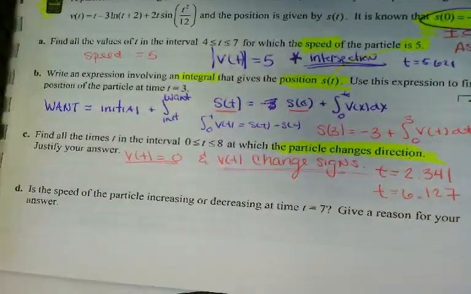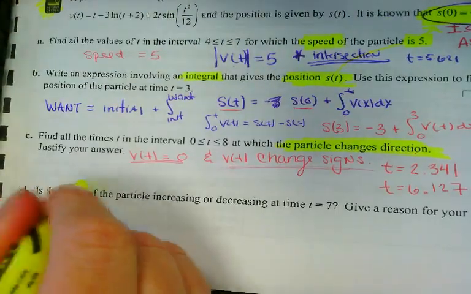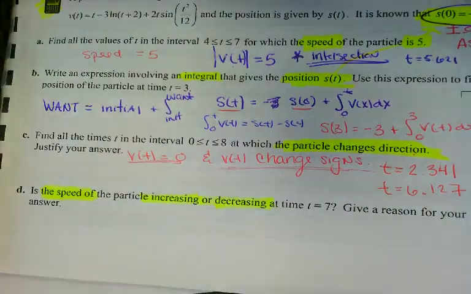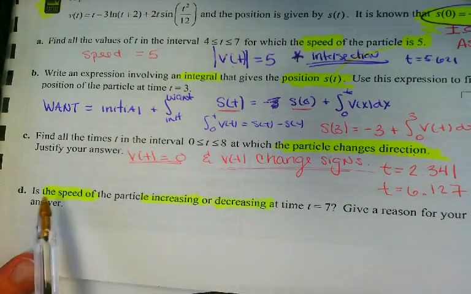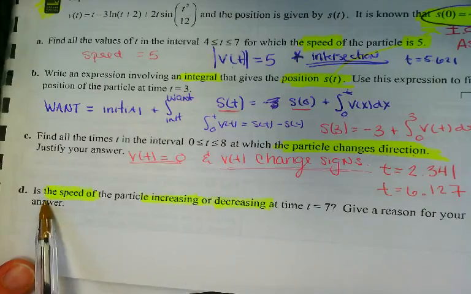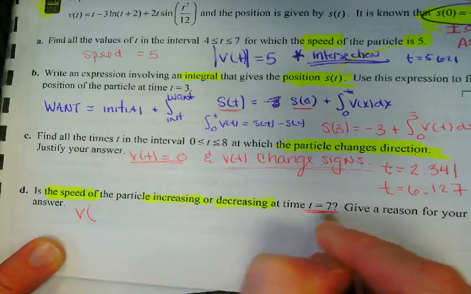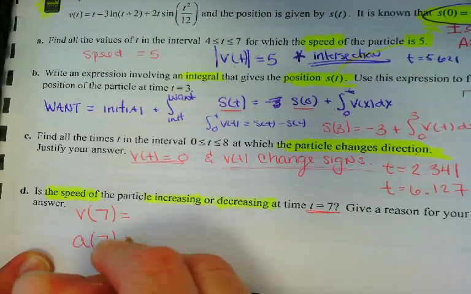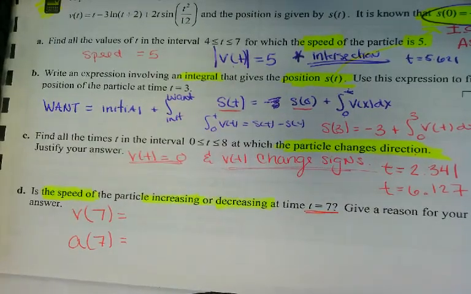All right, part D. Is the speed of the particle increasing or decreasing at 7? Give a reason for your answer. So speed, hopefully, is jumping out at you. And speed increasing or decreasing is like you're speeding up or slowing down. That's what they're kind of hinting at here. Are we speeding up or slowing down? So we had to compare two things here. Who did we have to look at? Excellent. So I need to know the velocity specifically at 7. I need the velocity at 7 for the grader and the acceleration at 7 for the grader. And then I can answer that question. I need to tell them what the velocity is and what the acceleration is.